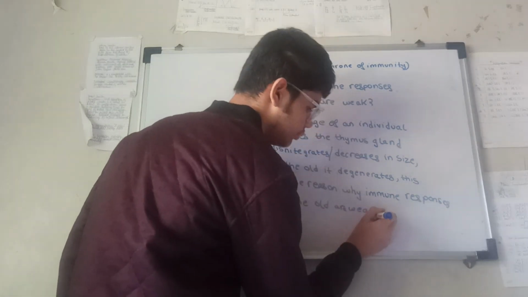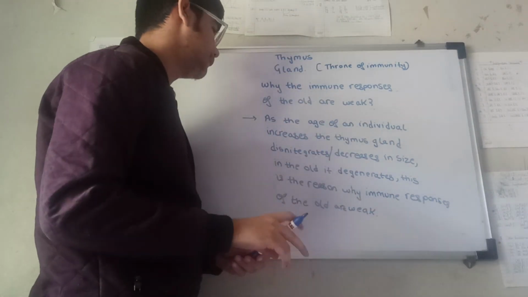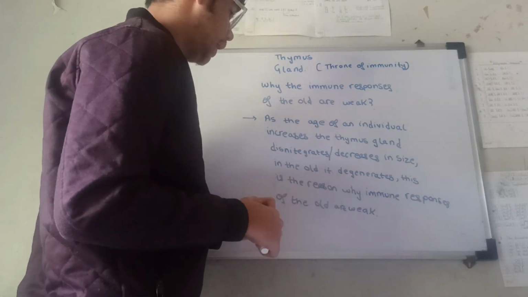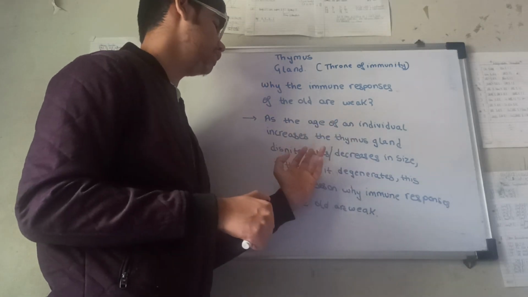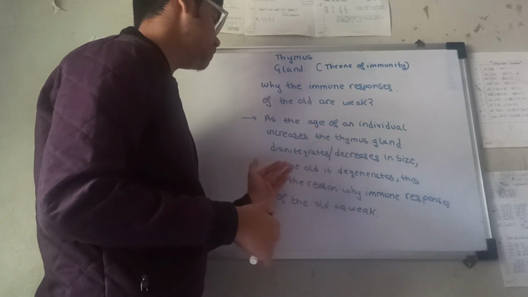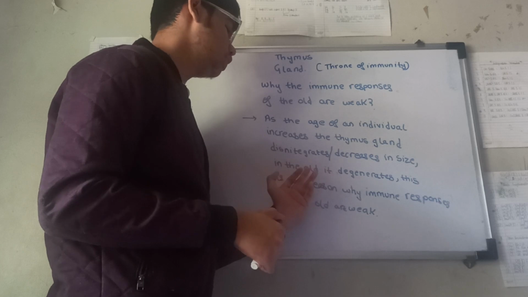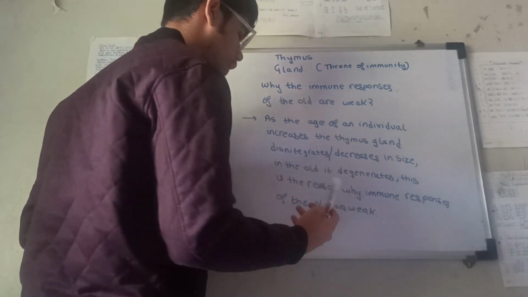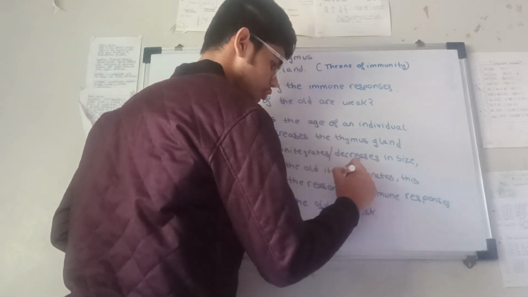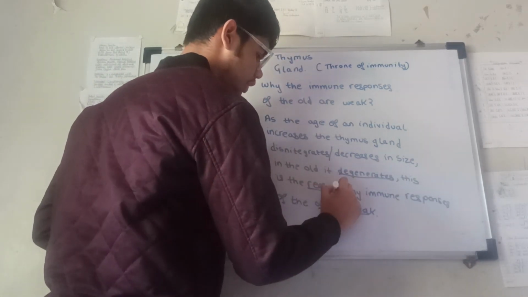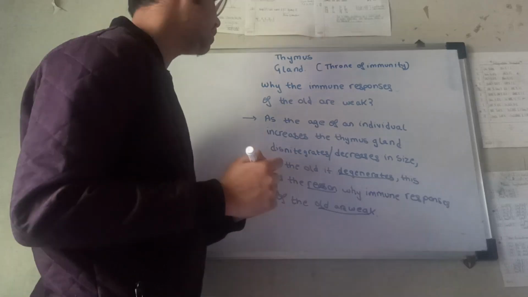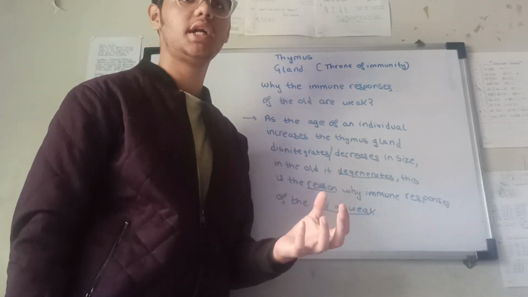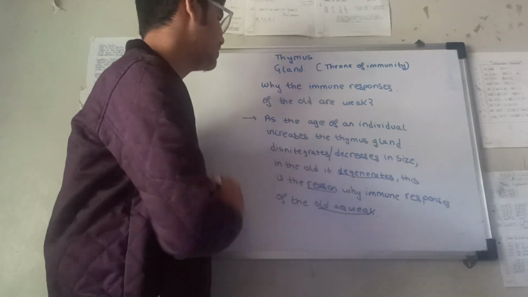So what was the reason for this? Why are the immune responses of the old weak? The answer: as the age of an individual increases, the thymus gland disintegrates or decreases in size. In the old, it degenerates. This is the reason why immune responses of the old are weak. So you can further write what it degenerates, the functions which we studied. So this was all about the thymus gland.